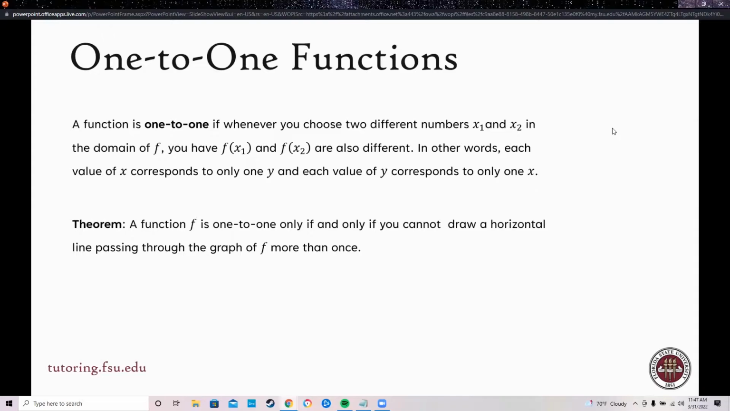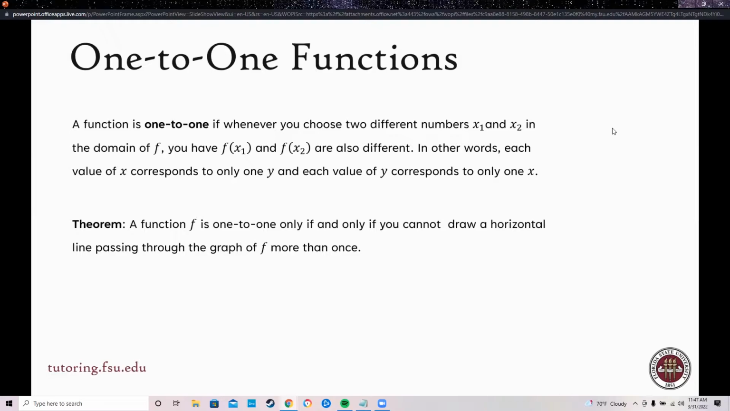A function is one-to-one whenever you can choose an x value, like x1 or x2, within the domain and get a unique y value, like y1 and y2. So if there is one y value to each x value, then you have a one-to-one function.